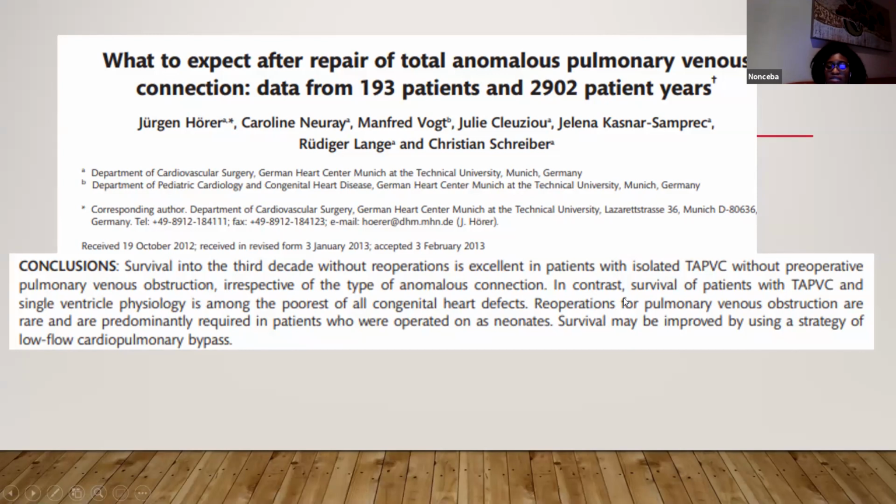In contrast, survival of patients with TAPVR and single ventricle physiology is among the poorest of all congenital heart defects. Reoperations for pulmonary venous obstruction are rare and are predominantly required in patients who were operated on as neonates. Survival may be improved by using a strategy of low-flow cardiopulmonary bypass.